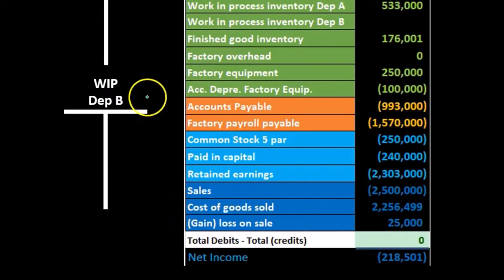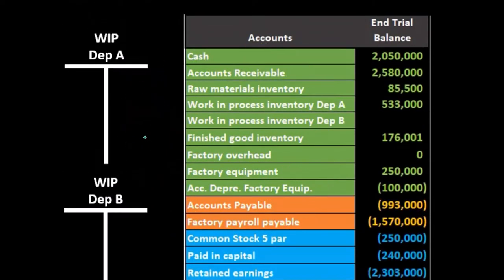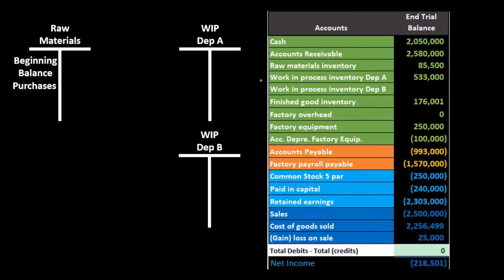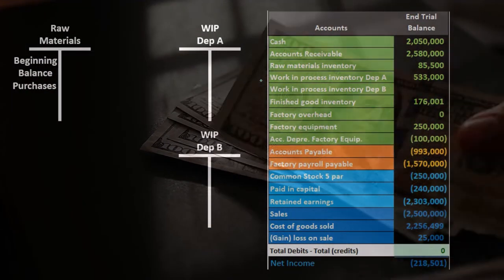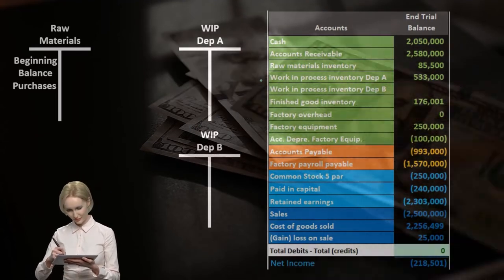The difference with tracking the flow of a process cost system and a job cost system is that we're not tracking by job, we're tracking by process. Now, note, when you track by job, you still use a work in process type of account, but that work in process account is supported by a job cost sheet. And in a process cost system, we still have work in process accounts, but we're not going to be supporting them with a job cost sheet because we're not tracking by job.